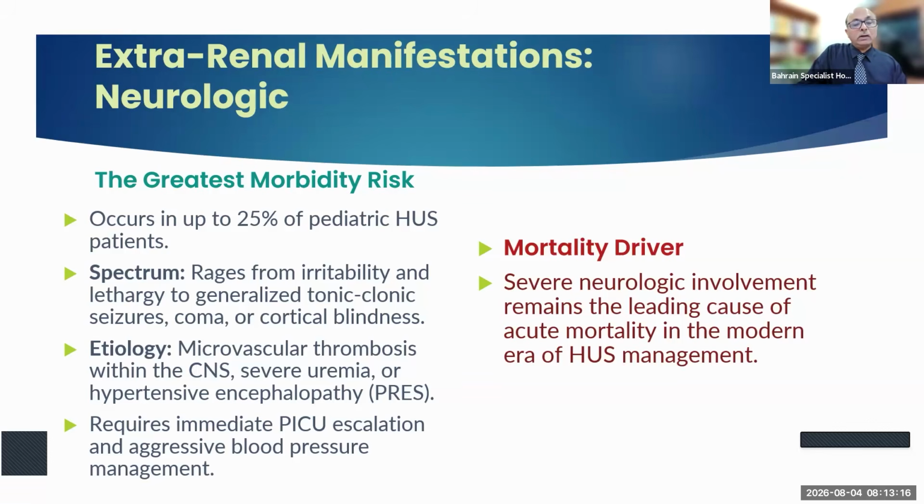The etiology is that microvascular thrombi within the CNS will lead to severe uremia or hypertensive encephalopathy. When this happens, immediate PICU escalation and aggressive blood pressure management should be done. Severe neurological involvement remains the leading cause of acute mortality in the modern era of HUS.